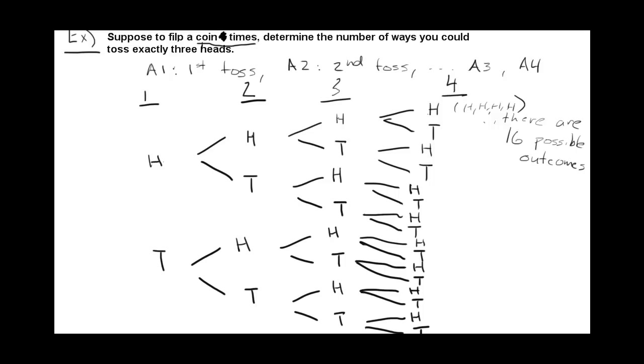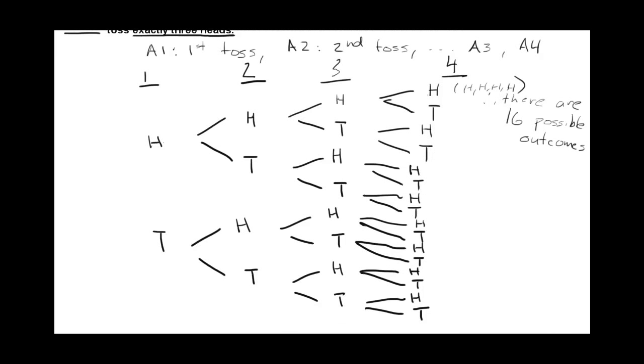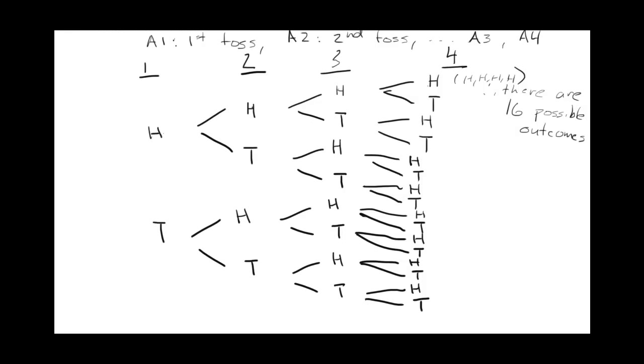Now remember what the question was. We wanted to determine the number of ways you can toss exactly 3 heads. So we want all the outcomes with 3 heads. There's different ways to figure this out. Basically, we have to figure out all the branches that have 3 H's. So this branch here, right? 1, 2, 3, and a tail. That one worked.